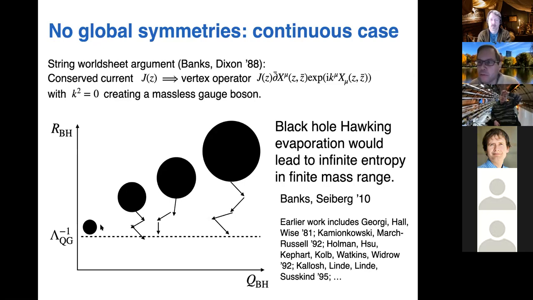So this isn't really a proof of anything. I mean, you would have to really have a rigorous argument about these finite entropies, but it's at least an argument that a global symmetry would be in tension with a lot of things that people believe about how gravity works.